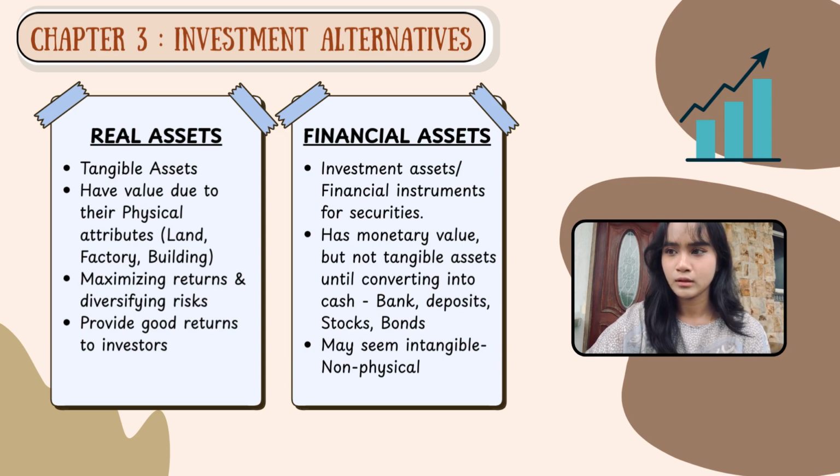I will be explaining about the two main types of investment alternative, which is real assets and financial assets. First, we have real assets. This real assets is tangible assets, meaning they physically exist and we can see and touch them. They have value because of their physical attributes. For example, land, factories, and buildings.